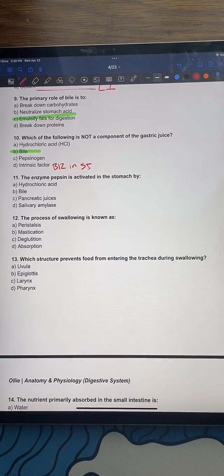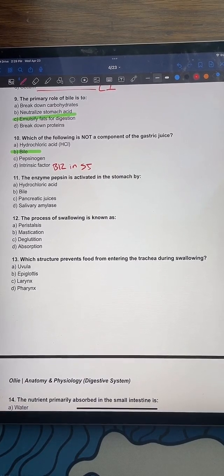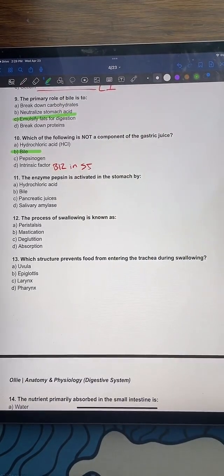Next question, perfect. Alrighty, number 11. The enzyme pepsin is activated in the stomach by... I talked about this a little bit already, a couple times.